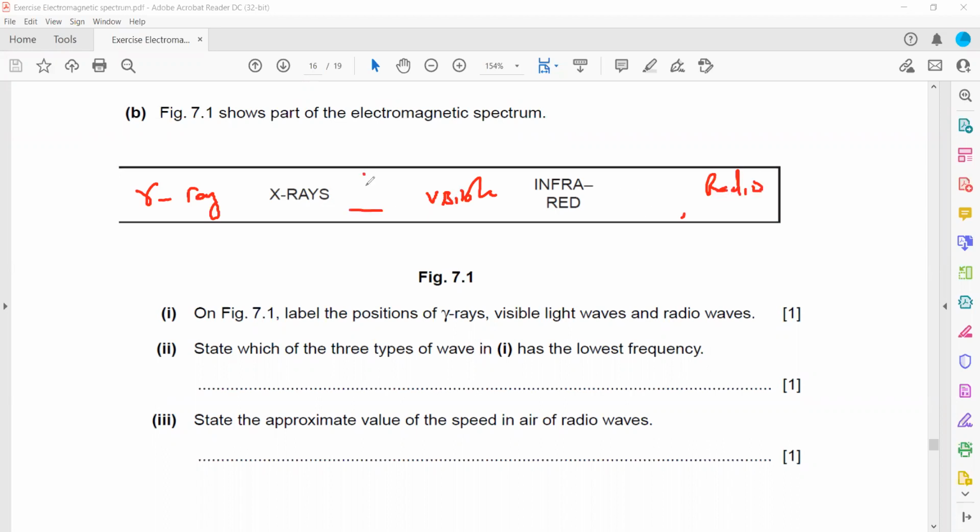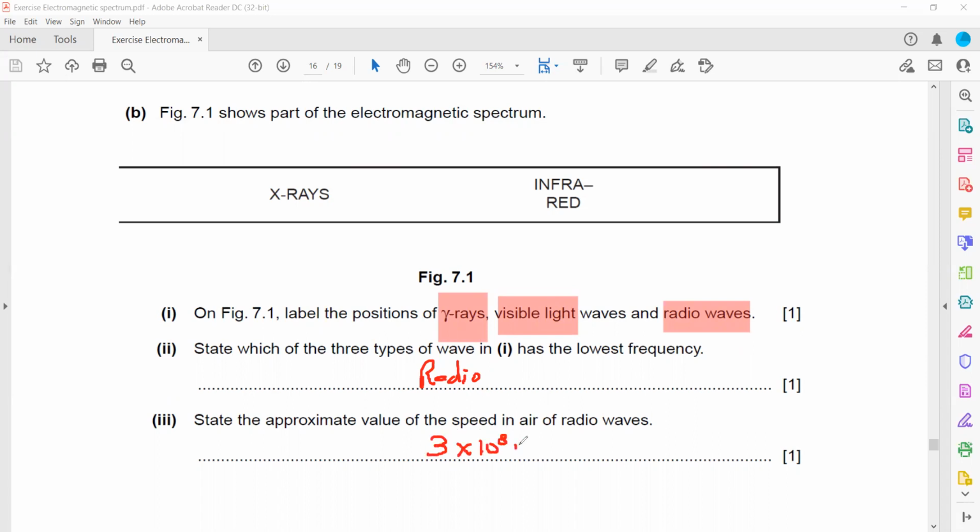We don't have to mention UV and micro, as they did not ask for that, so it does not have any mark. State which of the three types of wave has the lowest frequency. So which one has the lowest frequency in these three? The gamma, the visible, or the radio? The radio has the lowest frequency and the highest wavelength. Approximate speed of radio wave: all the waves travel at 3 into 10 power 8 meter per second, or 3 into 10 power 5 kilometer per second.